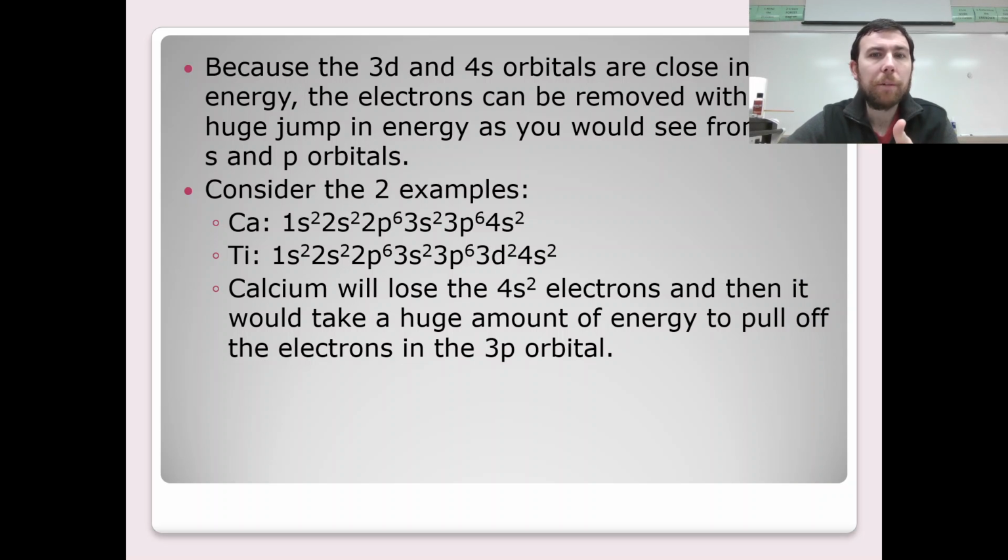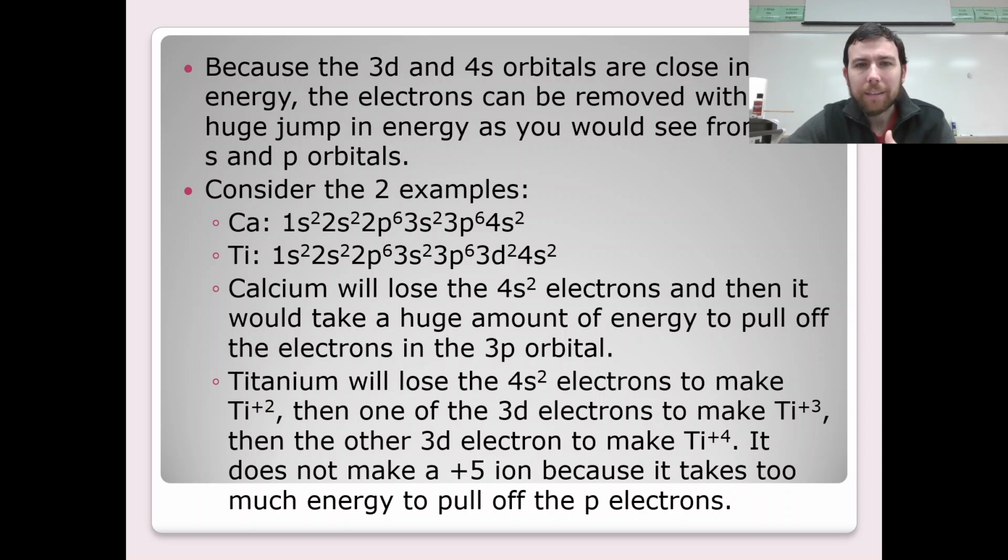orbital, the problem we would run into is that we're removing it from a core electron, and so it's going to be significantly harder to remove that electron from the 3p orbital, right? So we get an increase in Coulombic attraction between the nucleus of calcium and that 3p electron, so it requires more energy. That makes sense.